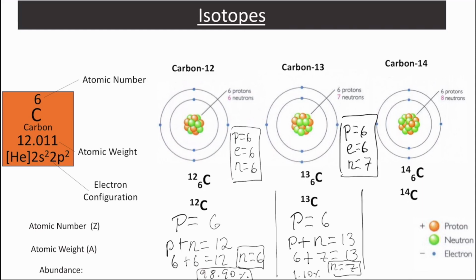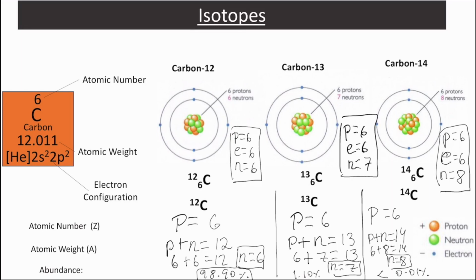Alright, looking at the last one, carbon 14. So the number of protons or atomic number is still 6. Atomic weight is 14. So we know that we have 6 protons, so we need 8 neutrons. And the abundance is less than 0.01%. Okay, so what makes carbon 14 is having 6 protons, same number of electrons for neutrality, and 8 neutrons.